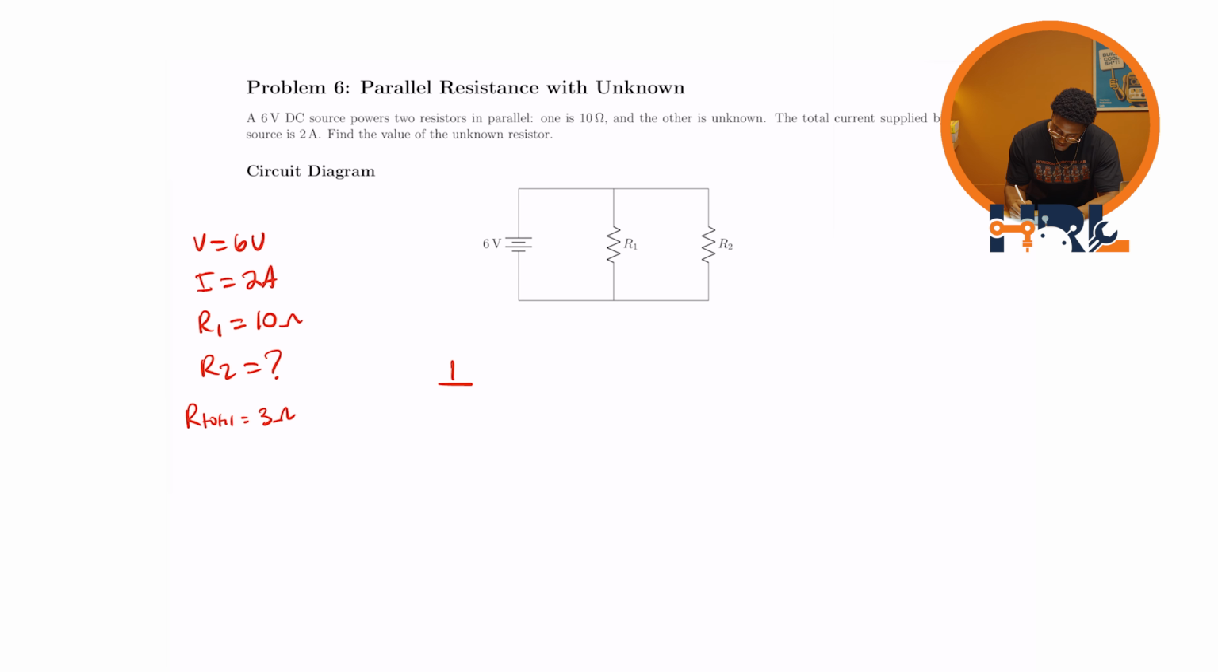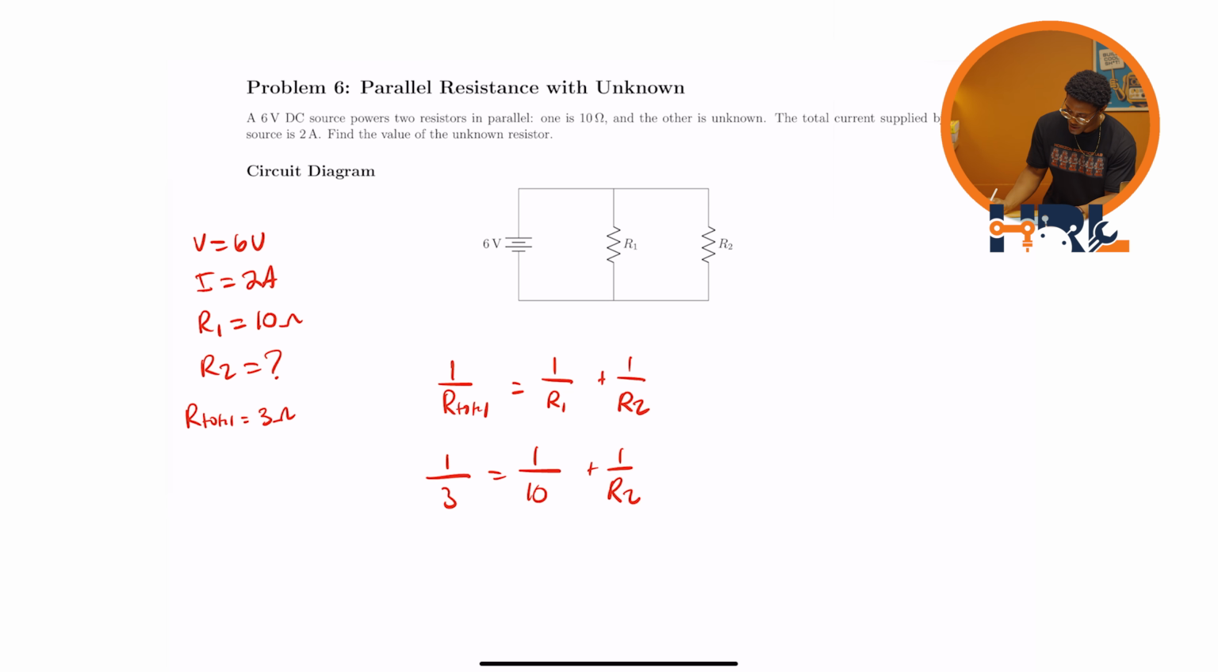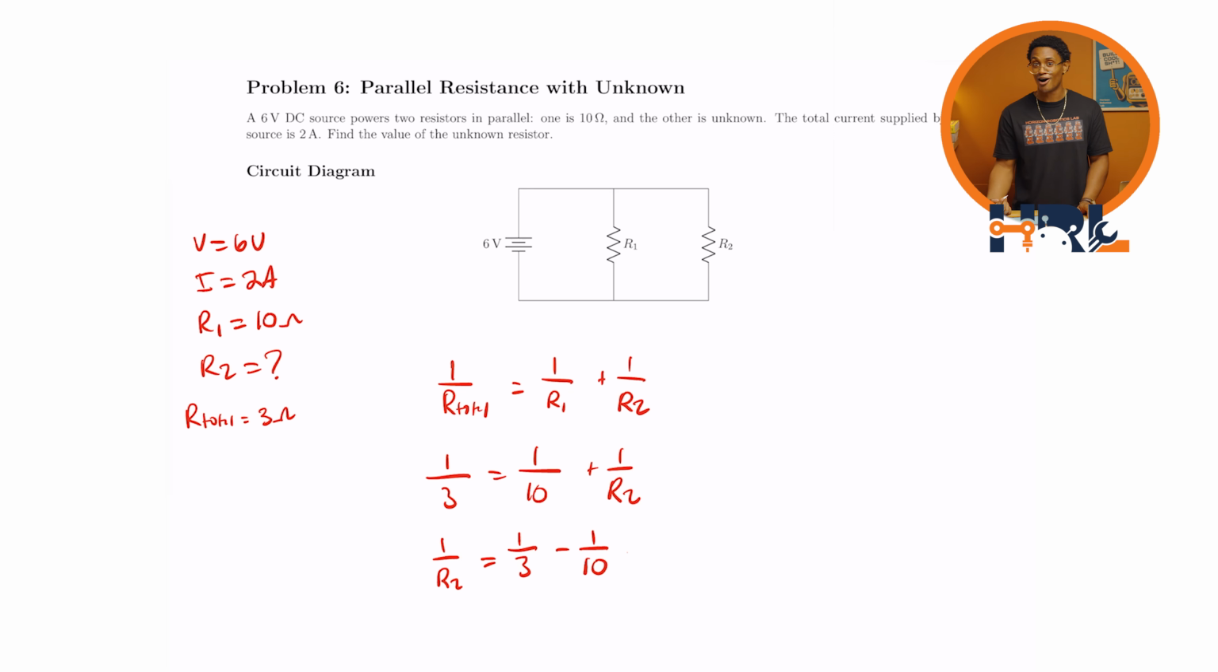So we have 1 over R total is equal to 1 over R1 plus 1 over R2. So we know 1 over 3 ohms is equal to 1 over 10 ohms plus 1 over R2. So now if we subtract that 1 over 10 to the other side, we'll get 1 over R2 is equal to 1 over 3 minus 1 over 10. Now it's just basic algebra to figure out what R2 is equal to.